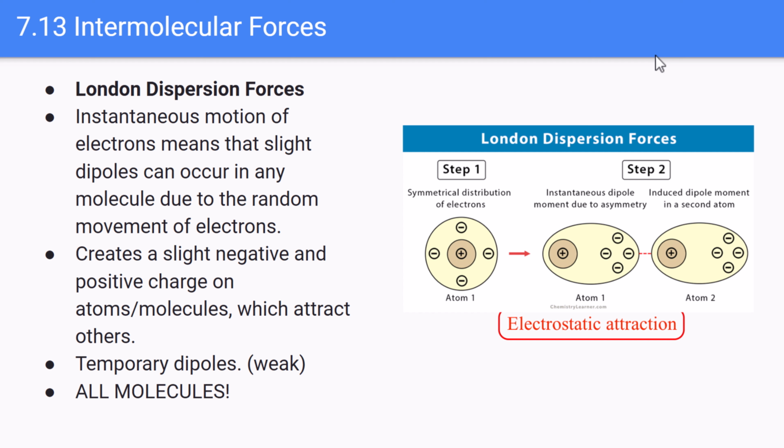How do I know if something has London dispersion forces? Well, if it's a molecule or an atom, it will have London dispersion forces. So all molecules are going to have London dispersion forces associated with them. The relative strength of those London dispersion forces is directly correlated to things like molar mass or surface area. I'm not too terribly concerned about that. I just want you to know that if something has electrons, it has London dispersion forces. And since all atoms and all molecules have electrons, they all have London dispersion forces.